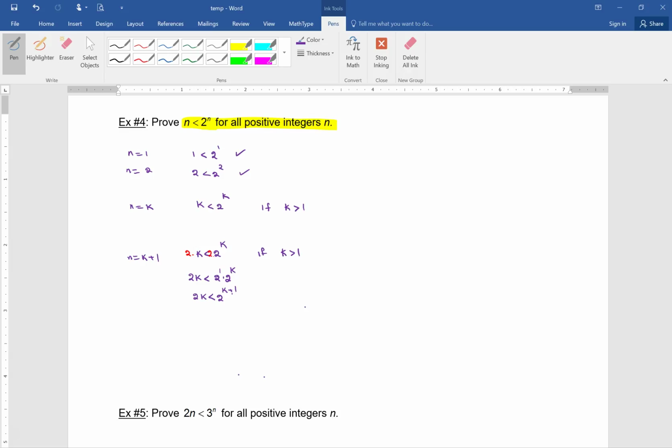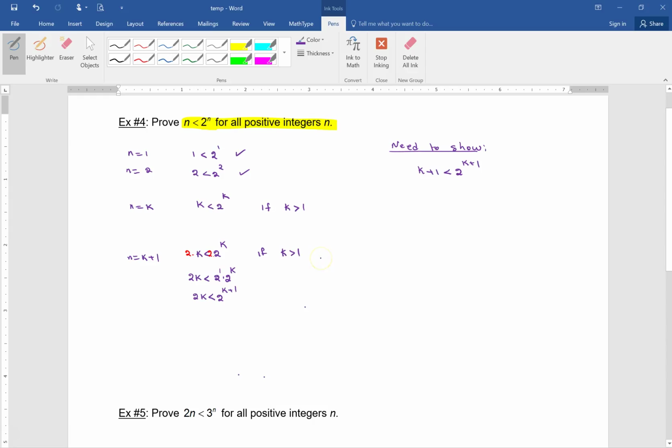Now, what do I want? What do I need to show? I need to show for the k plus 1 case that k plus 1 is less than 2 to the k plus 1, right? Going with this, if n equals k plus 1, that's what I need to show. So now I'm going to work with this side. There's a reason why I have this there.